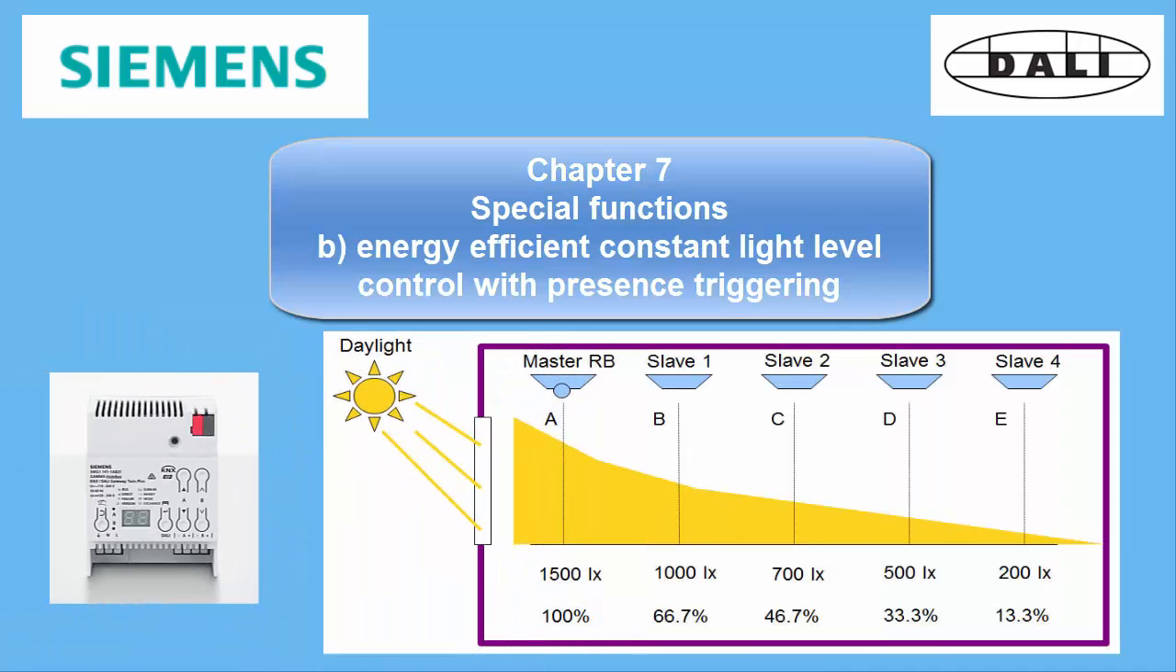Chapter 7, Special Functions. B. Energy efficient lighting through presence triggered light control.